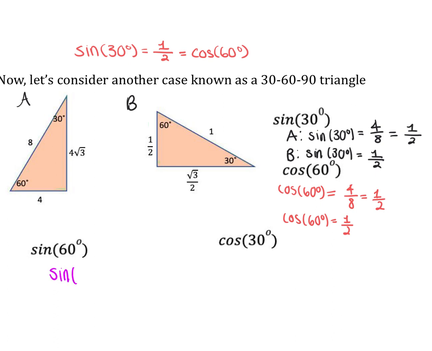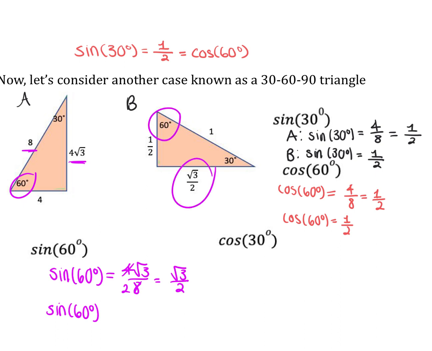Sine of 60 degrees, we're going to use the first triangle. So we have 60 degrees here, so that's going to be 4 radical 3 over 8, which is just going to reduce to radical 3 over 2. Then we're going to have sine of 60 degrees in the second triangle. So that's here. And the opposite side is radical 3 over 2 divided by 1. We'll leave it the same value. So this is radical 3 over 2.